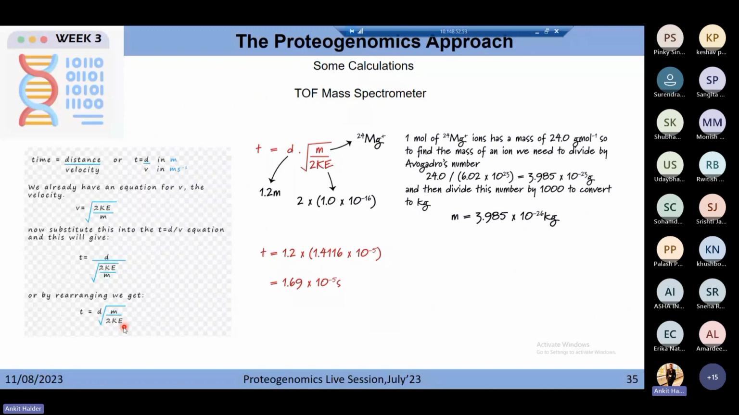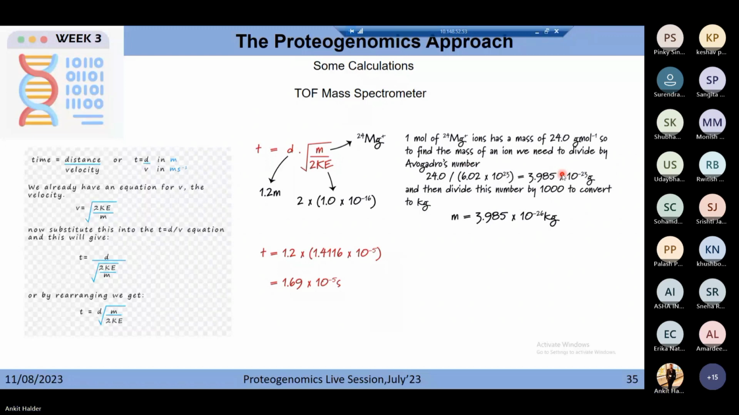Now if the question comes like this: 1 mole of 24 Mg plus ions has a mass of 24 gram per mole. So we need to divide. How will we divide it? We will divide by Avogadro's number to get the total mass of that particular ion, from 1 mole of mass.